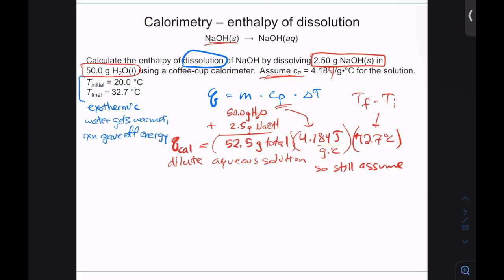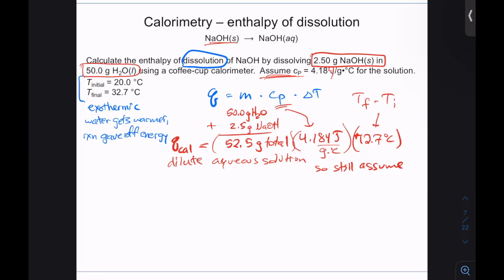This is Q of the water in the calorimeter. The water is going to get warmer because the reaction is giving off energy to the surroundings. So if we keep track of T final minus T initial, we'll have the right sign on the temperature, and that will give you the right sign in the calorimeter. So if we do this math, what do we get?